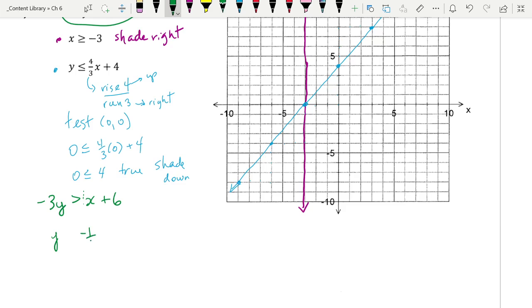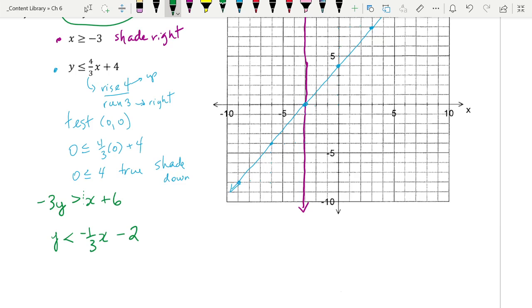You get -1/3. I don't want no decimals because, again, I want a rise and a run. Think of it as two numbers rather than a fraction if you're not a big fraction fan. 6 divided by -3 is -2. There, we divided both sides of the equation by -3. But what happens when you divide an inequality by a negative? You flip the direction of the inequality.